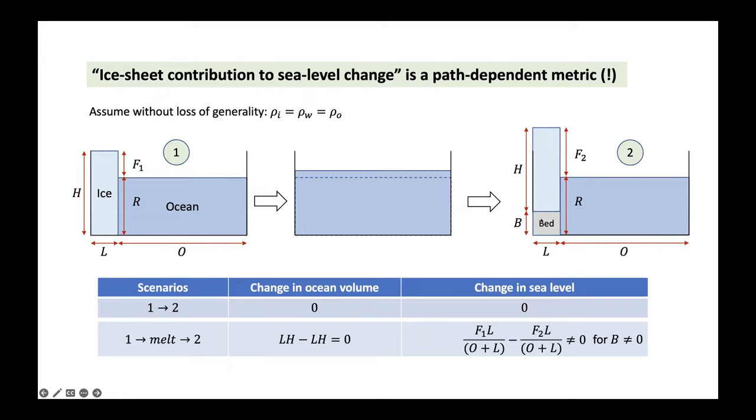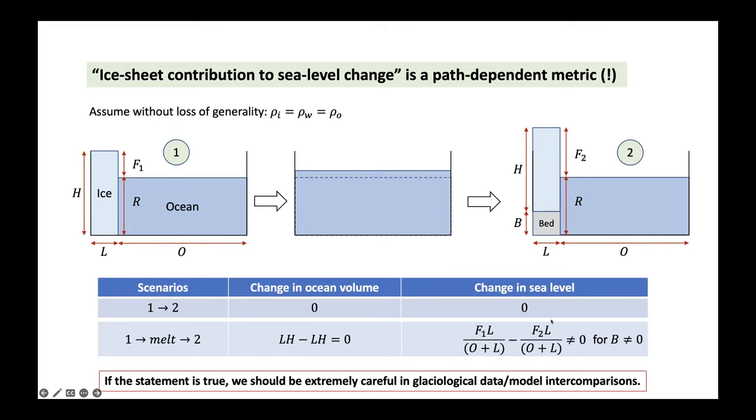And F2 does not have to be equal to F1 in multiple situations, especially in the marine portion of the Antarctic ice sheet. That's where it is really important that we capture the particular path that a glacier or ice sheet takes to go from an initial state to a final state, and we have to do the bookkeeping as accurately as possible. This is something I had never thought about, because we used to assume that change in sea level contribution is also a conservative metric, meaning no matter which path you take, you end up with the same number, which appears not to be the case.